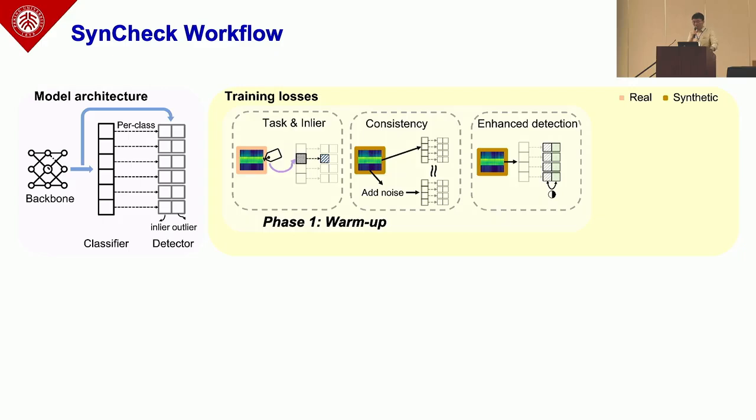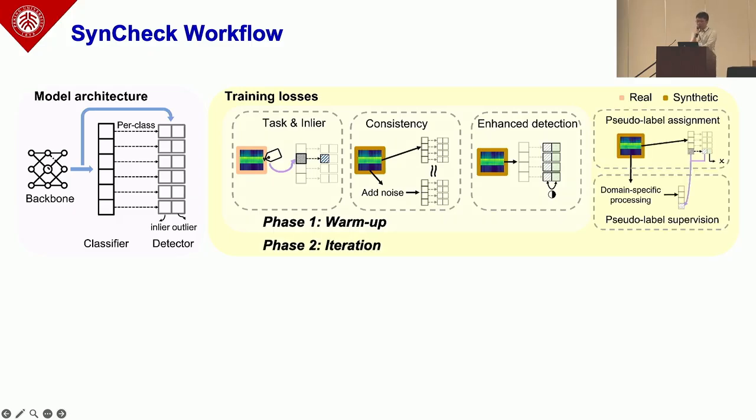Our detector is trained in two phases. In the first phase, we warm up the model. For real data, we train the model to classify each sample according to its ground truth label. For synthetic data, we enforce decision consistency and prediction sharpness without assuming the label is correct. In the second phase, we iteratively update both the model and the assigned labels. We assign pseudo-labels to synthetic samples based on the model's predictions. Then we apply domain-specific processing to the same samples and require the model to give consistent labels. All of these loss components work together towards our goal, making sure the synthetic data we use is both correctly labeled and diverse.